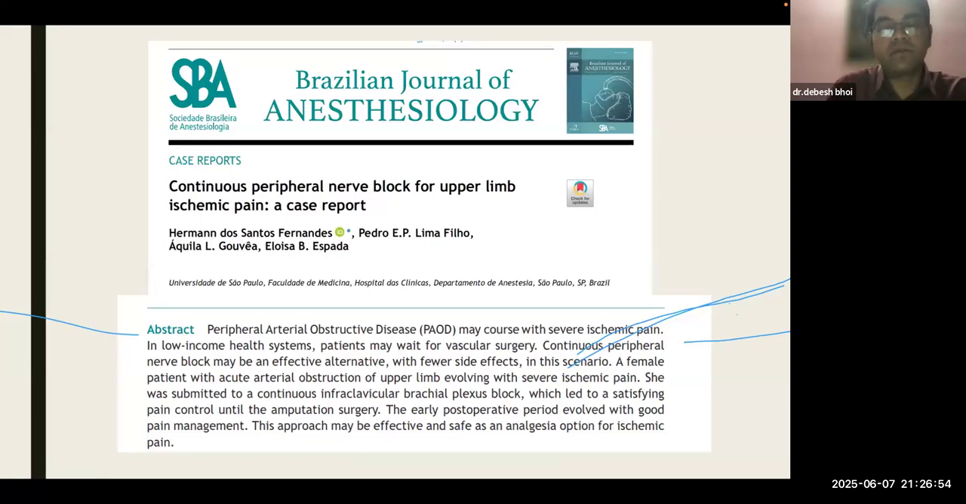This is another one, again on continuous peripheral block for upper limb pain, ischemic pain.